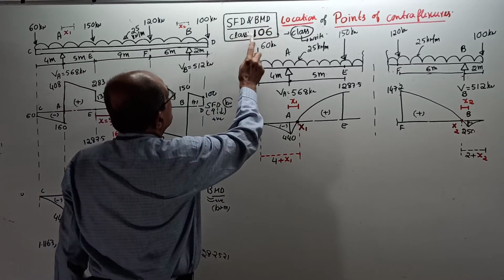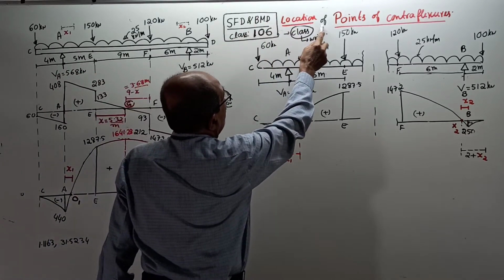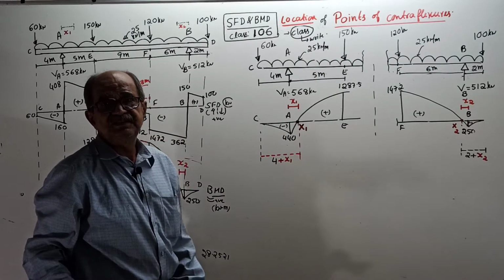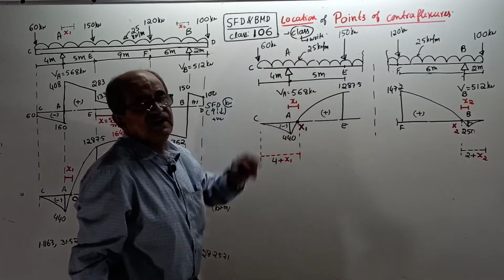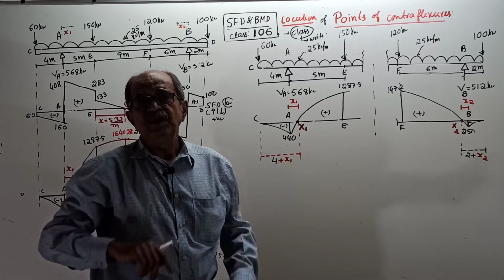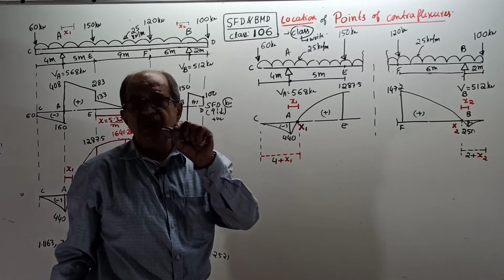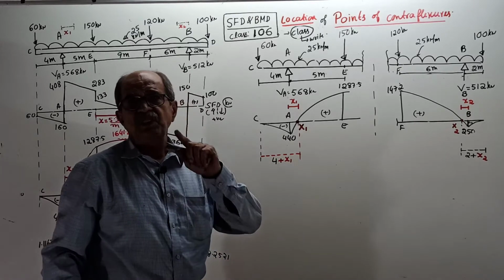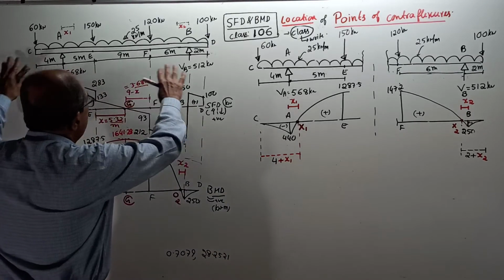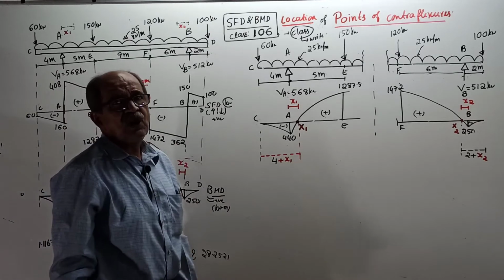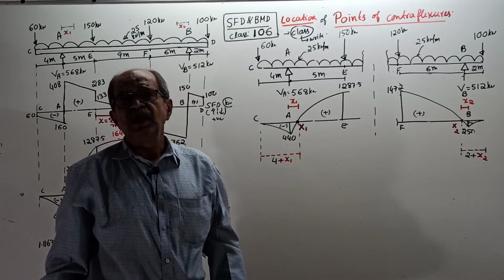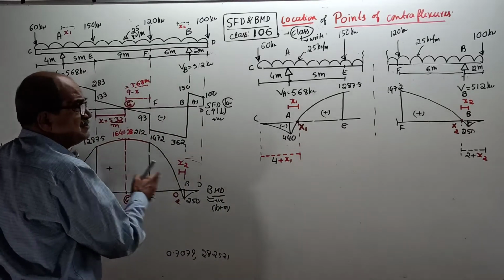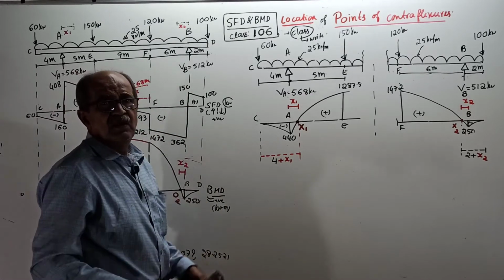SFD, BMD, class 106. Location of points of contraflexure. Why flexures? There are 2 points. See, I wrote the class title. Something I am dictating now. Those who are serious should write everything. So first you should go through class 105 and prepare the bending moment diagram. Or if anybody wants to learn only how to locate points of contraflexure, you have to assume these and believe me. Okay. Start.